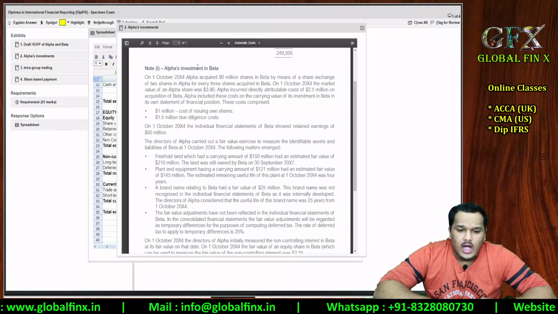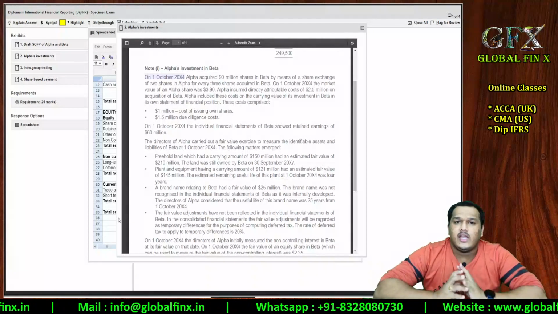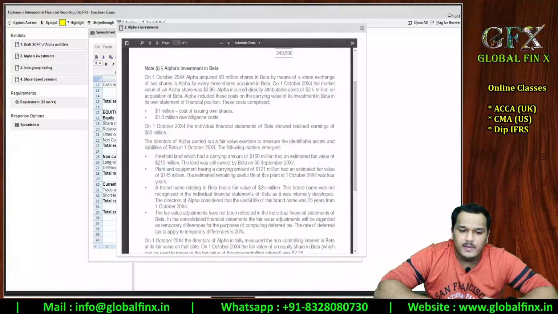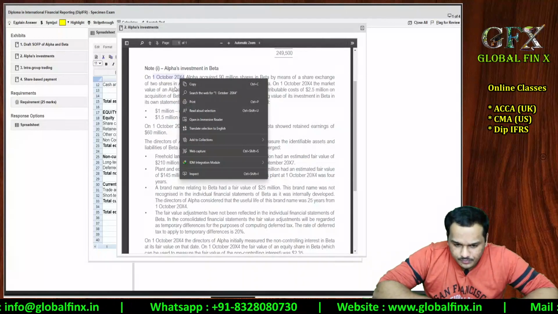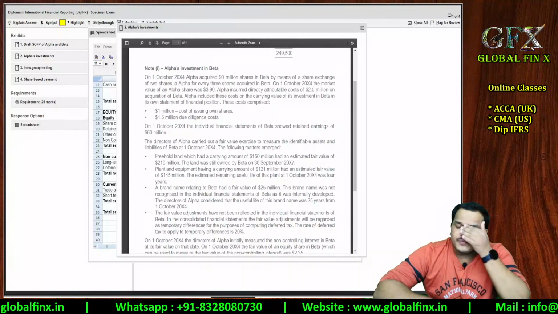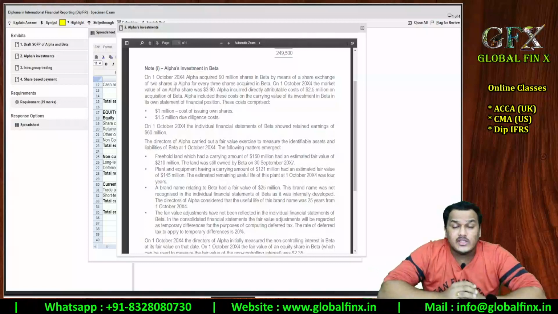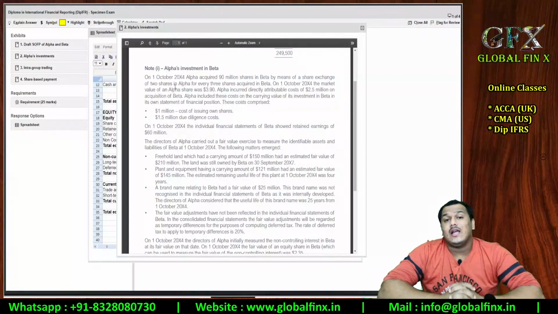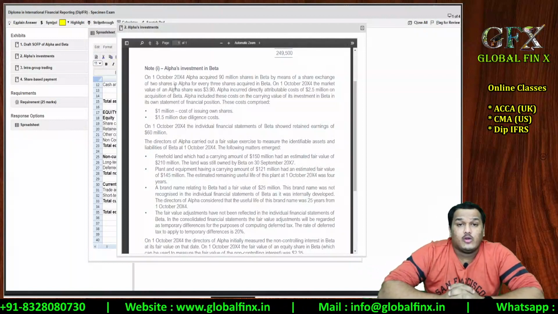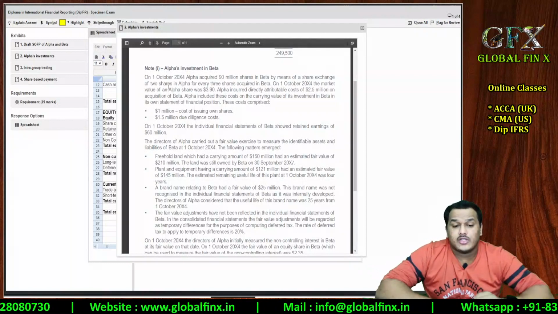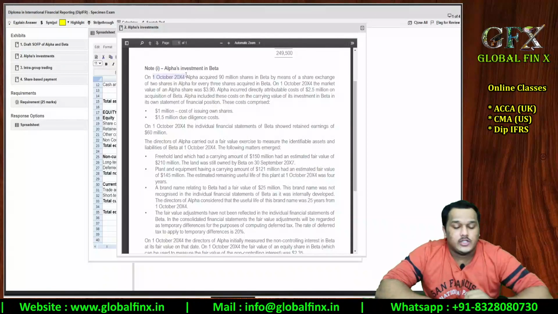So let's see. Alpha's investments in beta on 1st October 2014. Okay, this is a key information. Why, sir? Because this is where the date of acquisition comes into the picture, whether there is any mid-year acquisition or is it a full consolidation. And similarly, for calculation of additional depreciation if required, we have to consider the time period since the date of acquisition. So for us, the date of acquisition here is 1st October 2014.